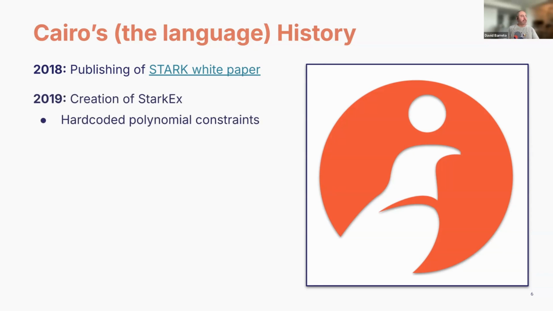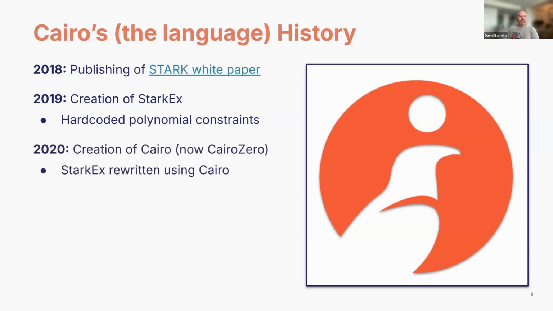Then in 2019, Starkware creates the first, let's say, software as a service using this technology called StarkX. StarkX was more like hard-coded capabilities that allow for trading some tokens and basic things like that, in a way that can be verified and settled on Ethereum. But there was no programming language. Every single circuit required to do these operations was written by hand, basically.